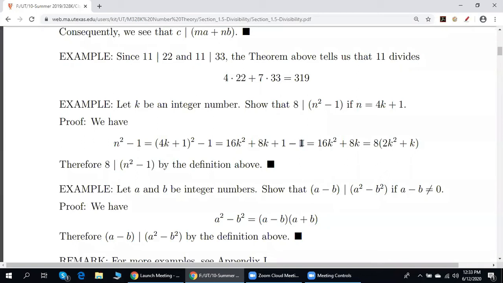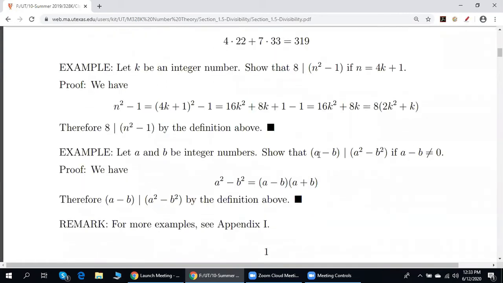Cancel out 1, done. Factor out 8. Note that since k is an integer, 2k squared plus k is an integer. So n squared minus 1 is 8 times an integer. Therefore, 8 divides n squared minus 1 by definition of divisibility.